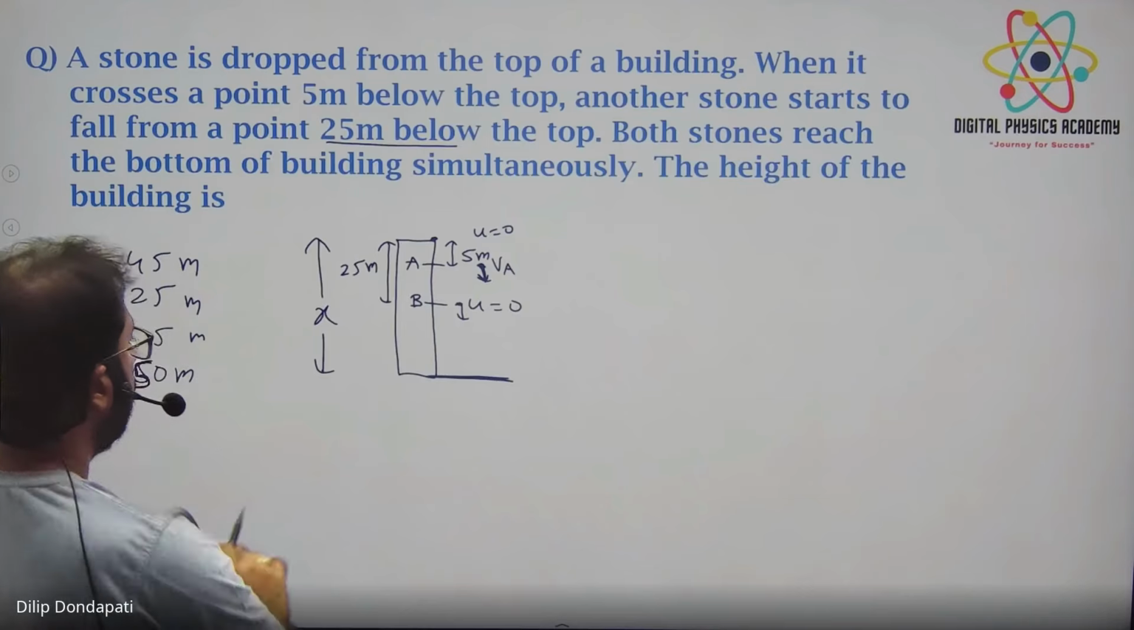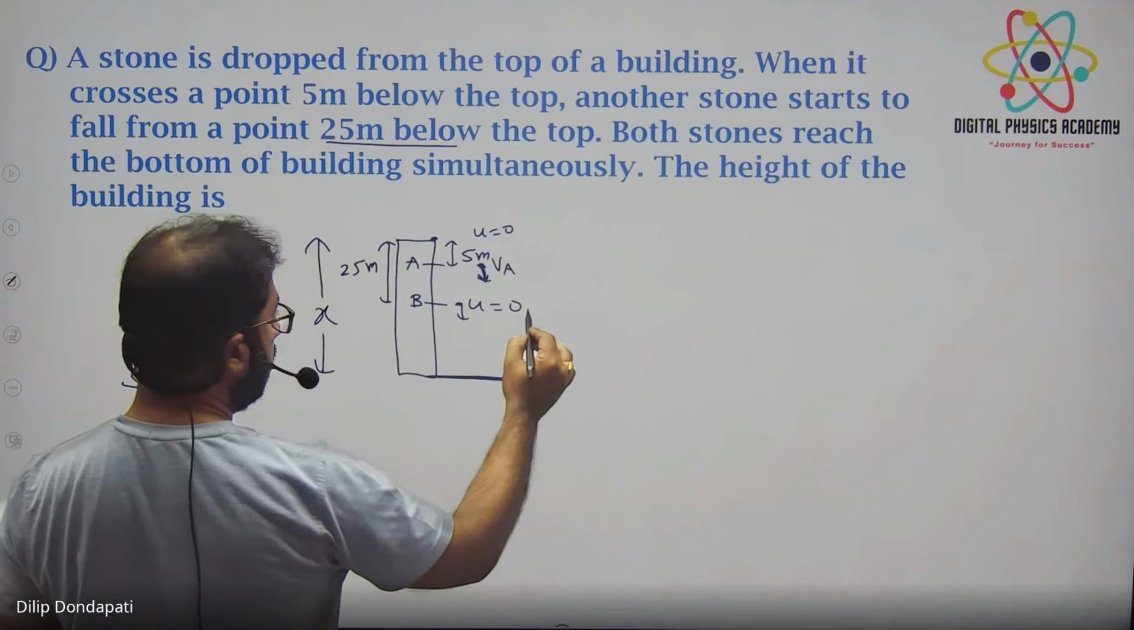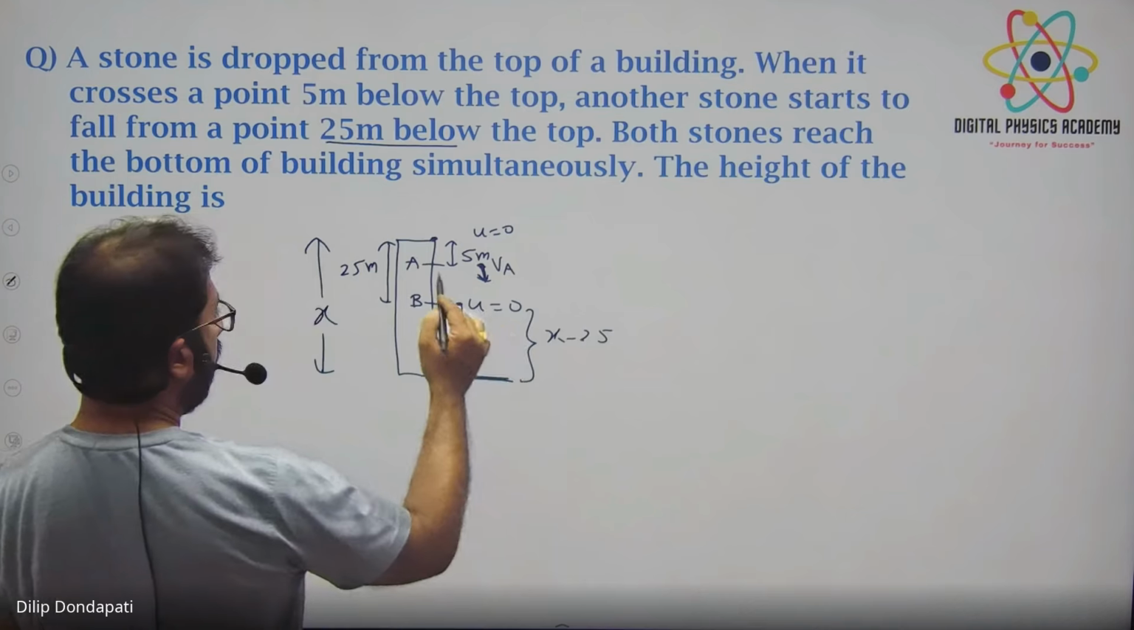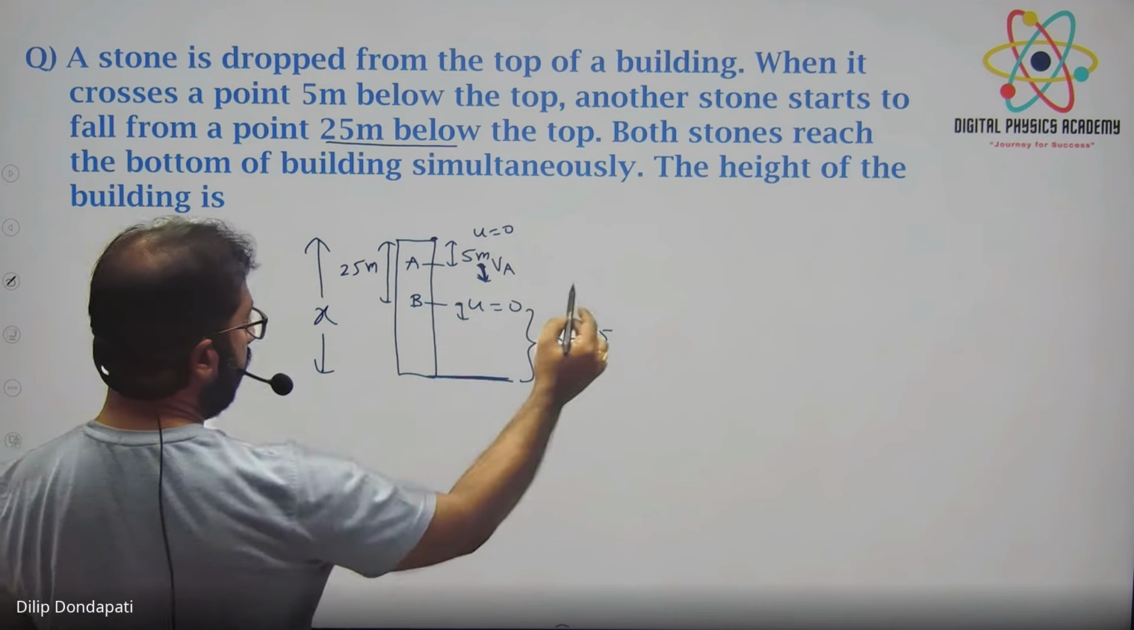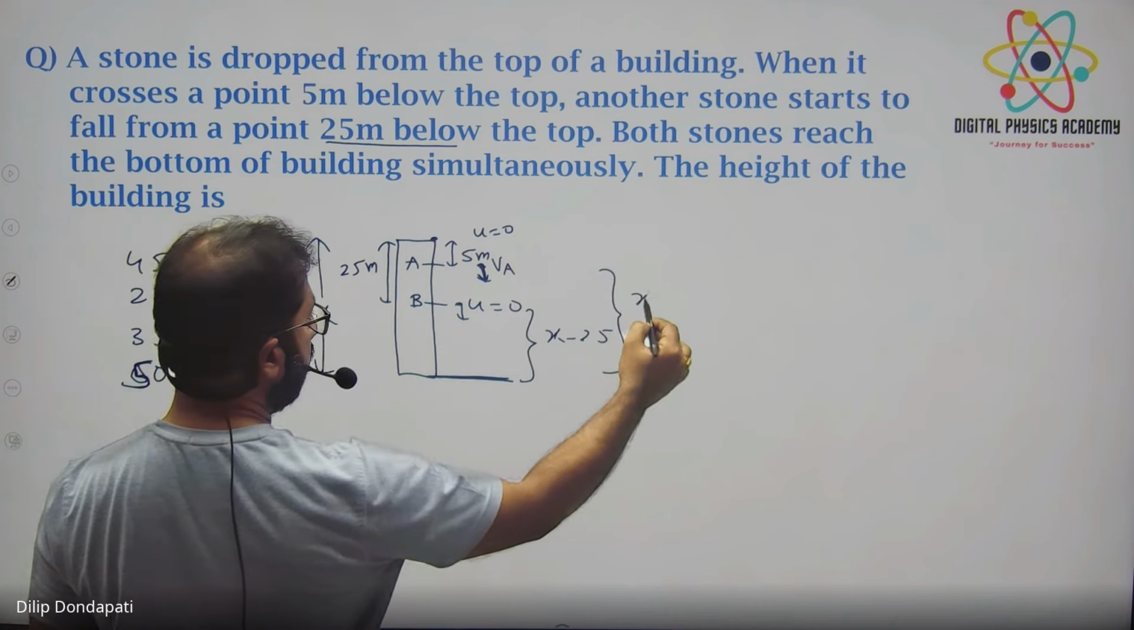Sir, I have one doubt. Yeah, tell me. To calculate the time of the second stone, will the distance be 25 or x minus 25? X minus 25. Total x minus 25, right? And for the first stone also, will the distance be x minus 5 or just 5? The distance will be from here to the ground, right? You want x minus 5.